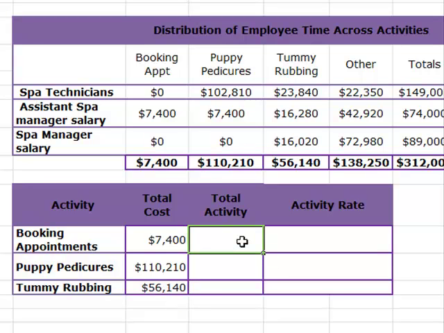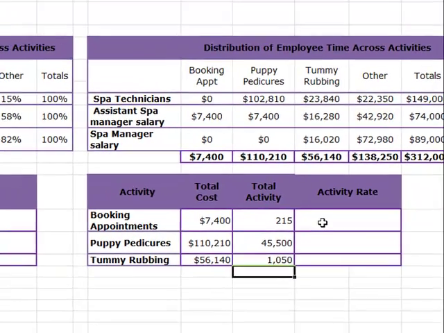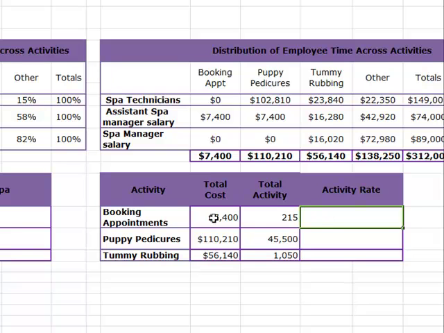So now what I've got is total cost. Now I need total activity. Total activity is over here. So I know I had 215 appointments. I had 45,500 puppy pedicures. That's probably per toenail, I guess. And 1,050 tummy rubs. So activity rate is found by taking total cost divided by total activity. So I'm simply going to divide total cost by total activity to get the activity rate. So here I'm going to do the same thing. Total cost divided by total activity gives me activity rate.